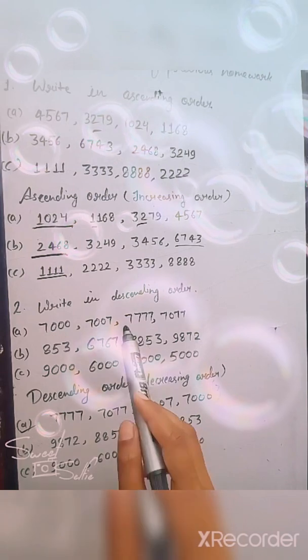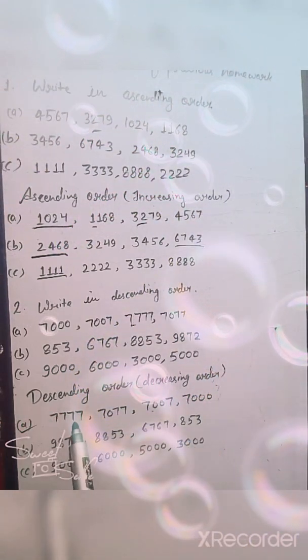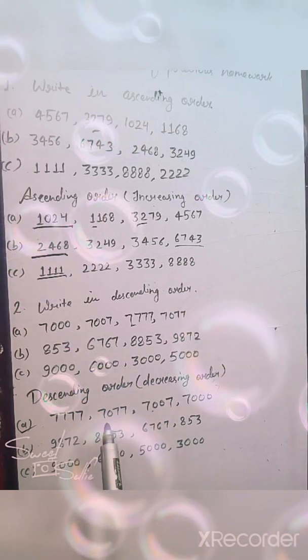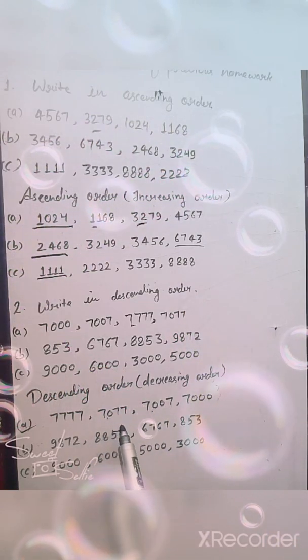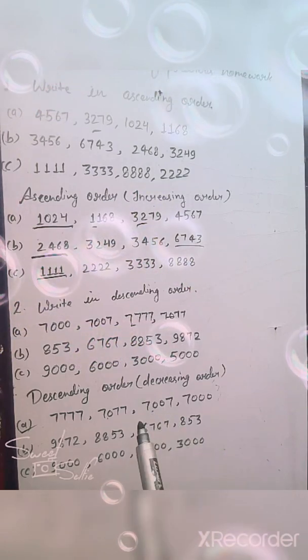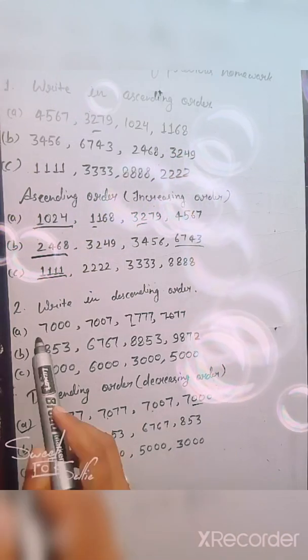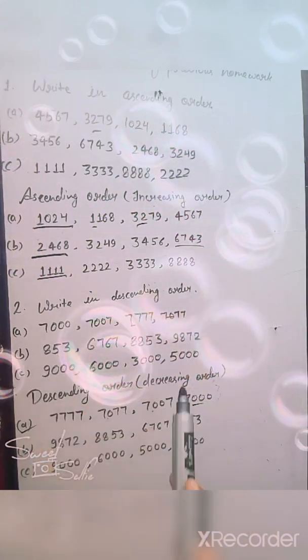7777 is the greatest number, so we will write it first. Next greatest is 7077. Next 7007, and next 7000. 7000 is the smallest number among these numbers.